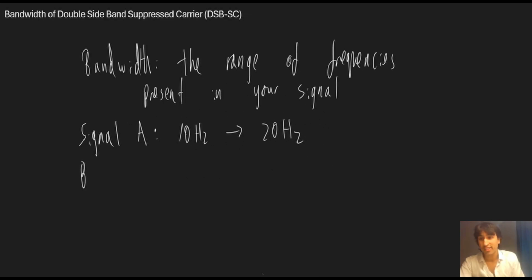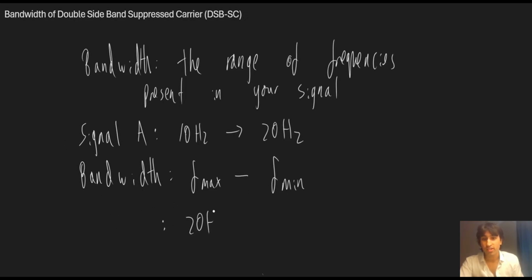This can be calculated as bandwidth equals f max, the maximum frequency present, minus the smallest frequency present. So for signal A, 20 Hz is the max frequency, minus 10 Hz, so the bandwidth is just 10 Hz. That's our range of frequencies. Okay, let's calculate the bandwidth of the AM signal, or the double sideband suppressed carrier.